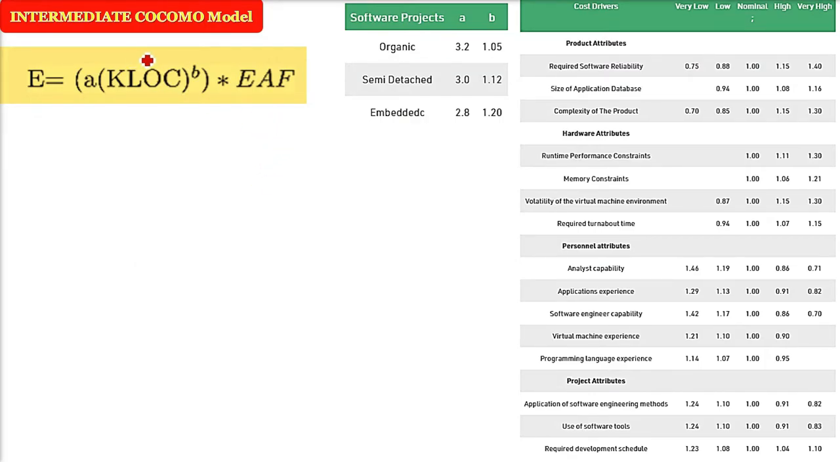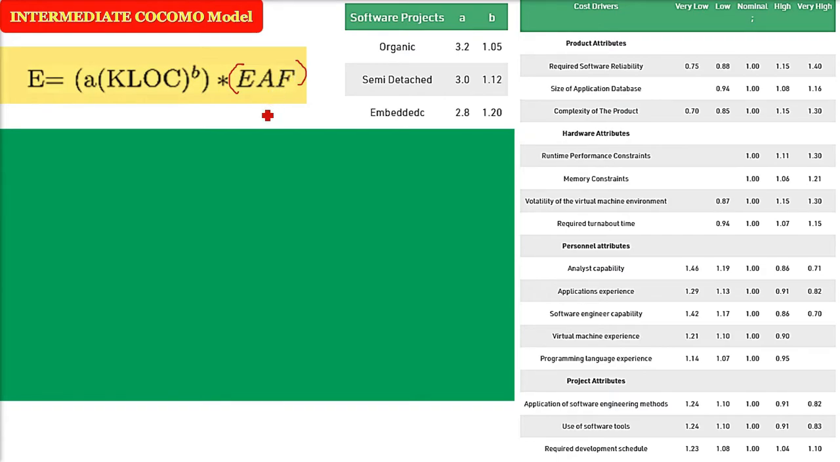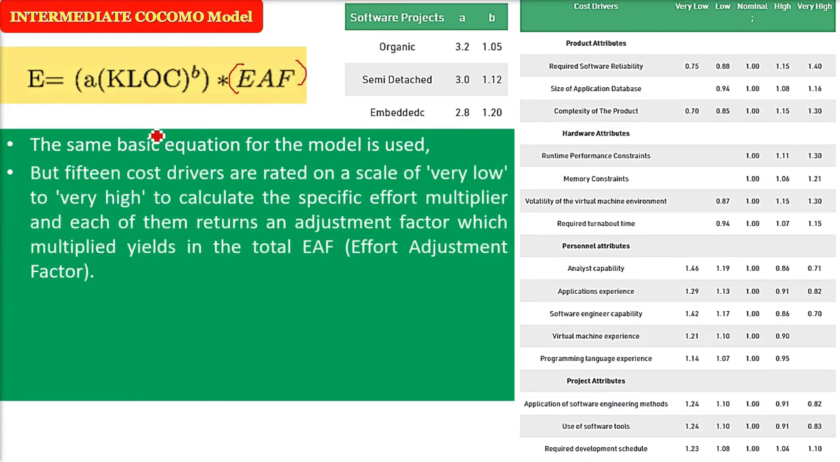Intermediate COCOMO model. In this model, the basic core of COCOMO remains the same. Only because of the change in technology and other aspects, one more aspect, the EAF, the effort adjustment factor, has been added, or multiplied, here. The same basic equation is used, but 15 cost drivers are rated on a scale of very low to very high to calculate the specific effort multiplier, and each of them returns an adjustment factor which, when multiplied, yields the total effort adjustment factor.